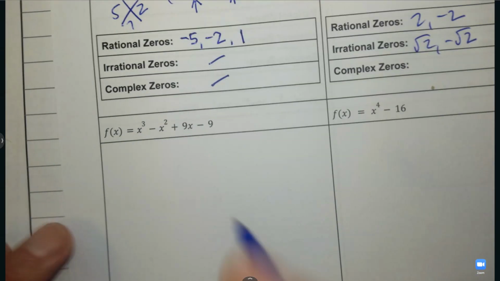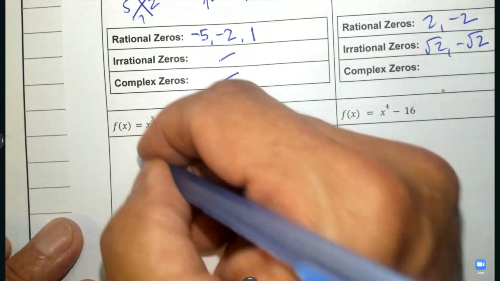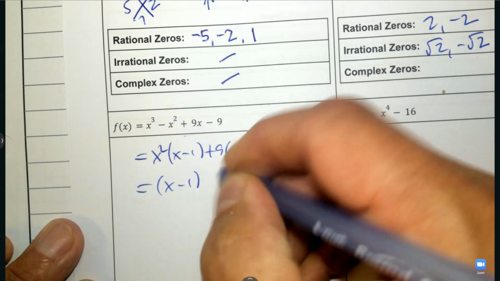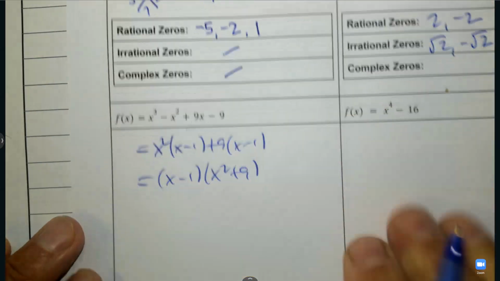All right, let's keep going. This one is factorable because they're in ratio to each other. So I'm going to factor out x squared. I'm going to factor out a 9. And then recognize one factor is x minus 1 and the other is x squared plus 9.